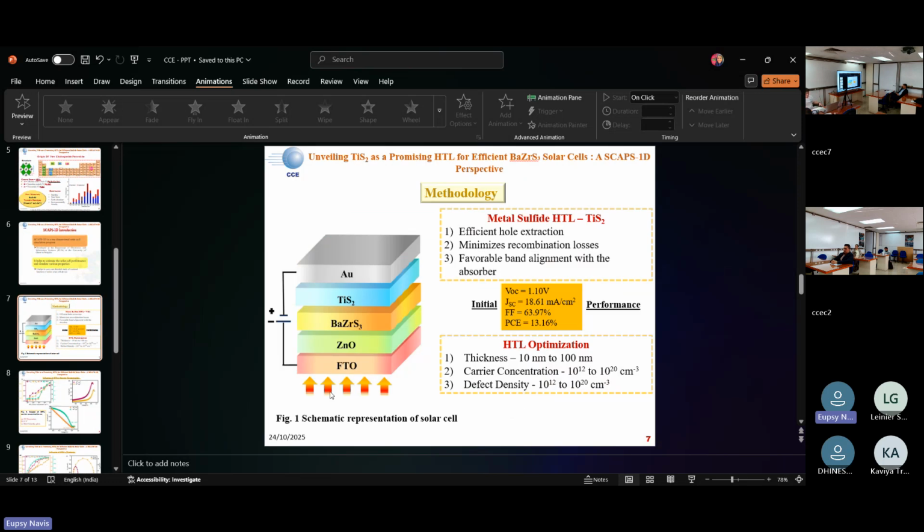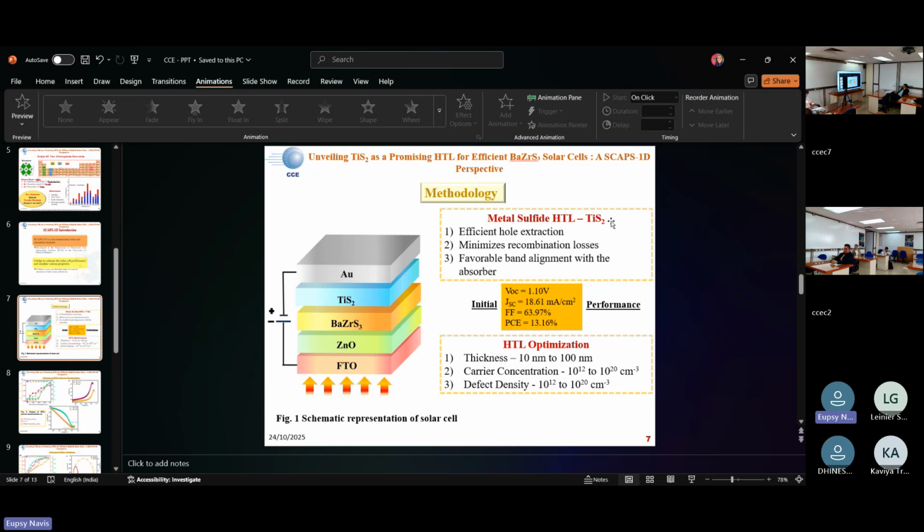So in this work, we have designed the solar cell, which is shown in Figure 1, comprised of zinc oxide as an electron transport layer, barium zirconium sulfur chalcogenide perovskite absorber, titanium sulfide hole transport layer, and gold as a metal contact. So in this work, we propose a metal sulfide hole transport layer, titanium sulfide, as a new novel hole transport layer for our barium zirconium sulfur solar cell, and study its influence in this chalcogenide perovskite solar cell.